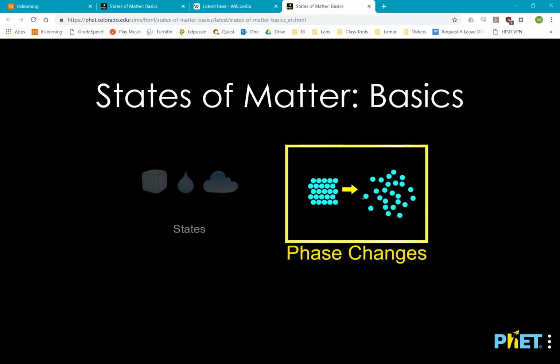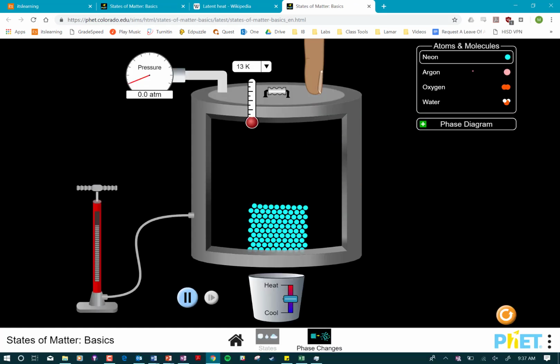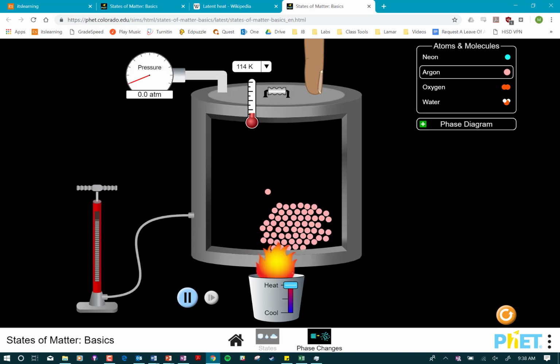This is a PhET sim on states of matter. We're going to look at phase changes. So let's just take a look at argon in the different states. This is solid argon. The molecules are moving, they're vibrating, but they're fixed relative to one another. If I add heat, I'm going to increase the temperature and they will start vibrating faster, but they still stay fixed relative to each other. Now if I continue to add heat, eventually they will start moving around each other, start sliding, and we'll get into liquid form.